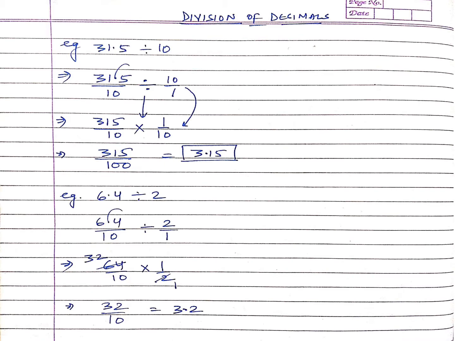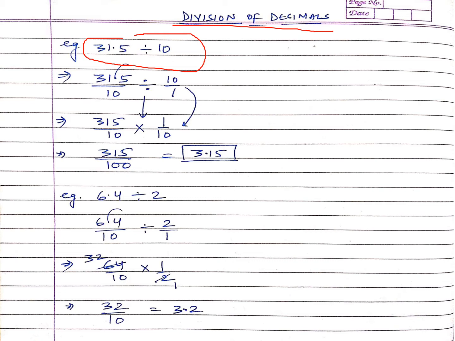Now, the next topic is division of decimals. It is very similar to that multiplication thing only. A little bit of difference is there. The same thing we will do here as in multiplication of decimals. We will make them fractions first and then solve. So in this case, the question is 31.5 divided by 10.